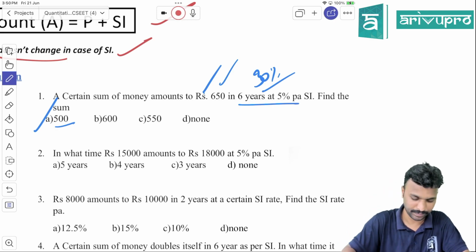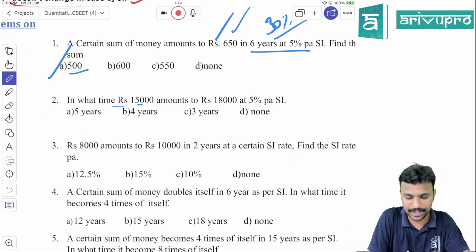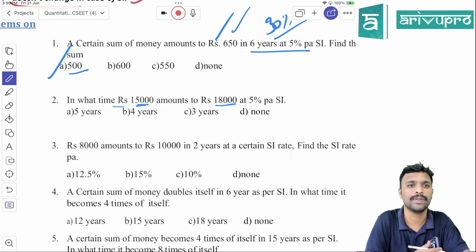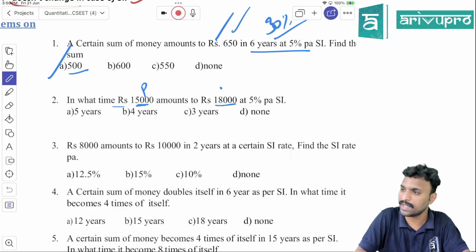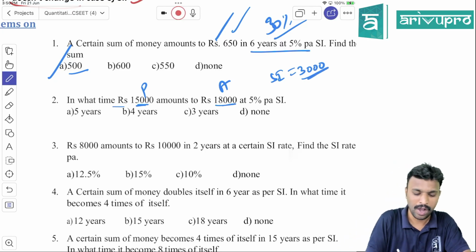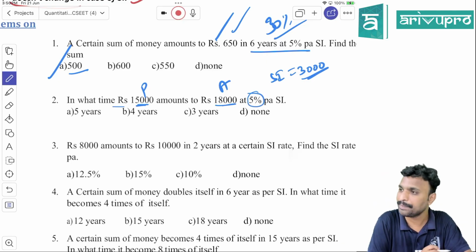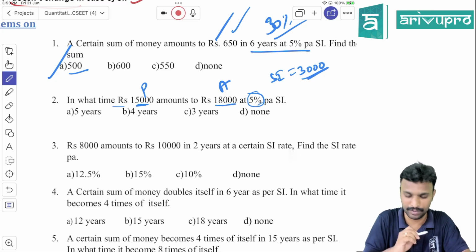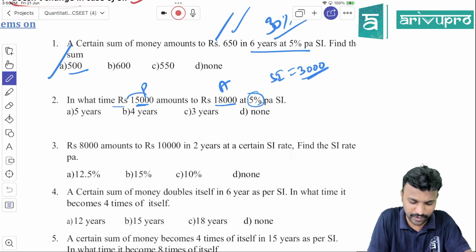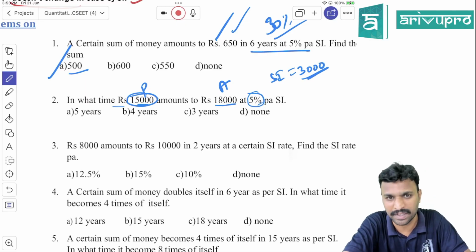Optionating method. Now, in what time does rupees 15,000 amount to rupees 18,000? What is 15,000? Principal. What is 18,000? Amount. What is SI? The difference between the two, 3,000. So simple interest will be 3,000. The rate of interest is given as 5%, and the number of years in the option is 5, so 5 into 5% is 25%. 25% on 15,000 is how much? Is it 3,000?